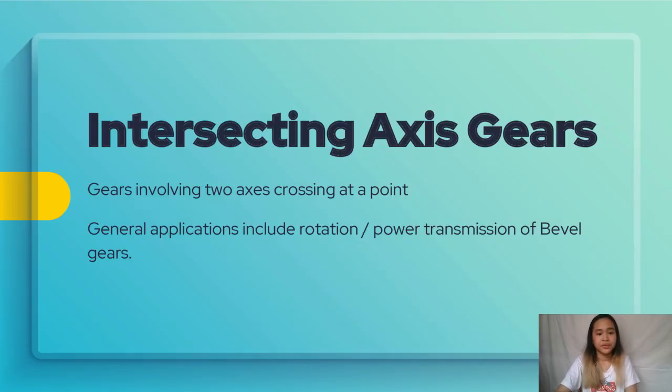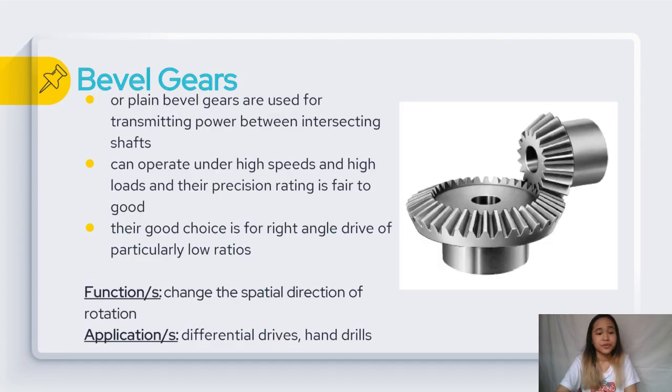Another classification of gears are intersecting axis gears. These gears involve two axes crossing at a point. General applications include rotation, power, transmission of bevel gears. So bevel gears are used for transmitting power between intersecting shafts, can operate under high speeds and high loads, and their precision rating is fair to good.